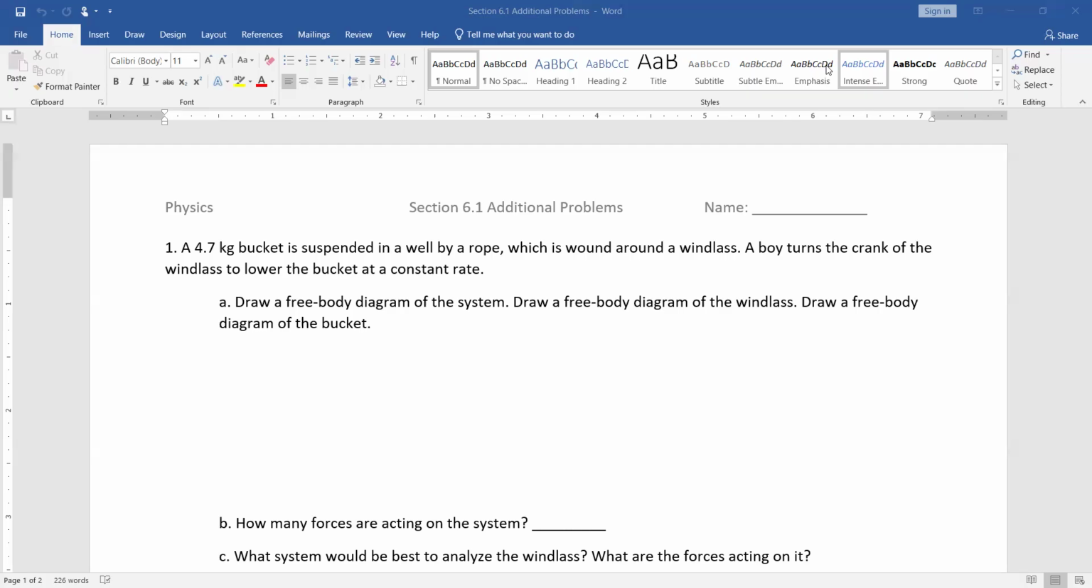I want to draw a free body diagram of the system. So a 4.7 kilogram bucket is suspended in a well by a rope, which is wound around a windlass. Now, the windlass is, of course, stationary. It's held in place, so it's not technically moving as part of the system, which changes things a little bit from some of our other examples, but I wanted to include it in our diagram.